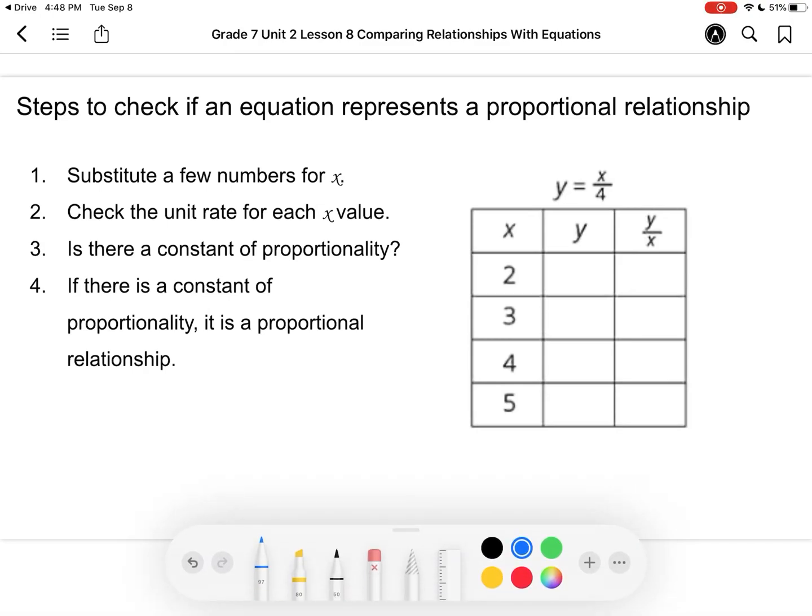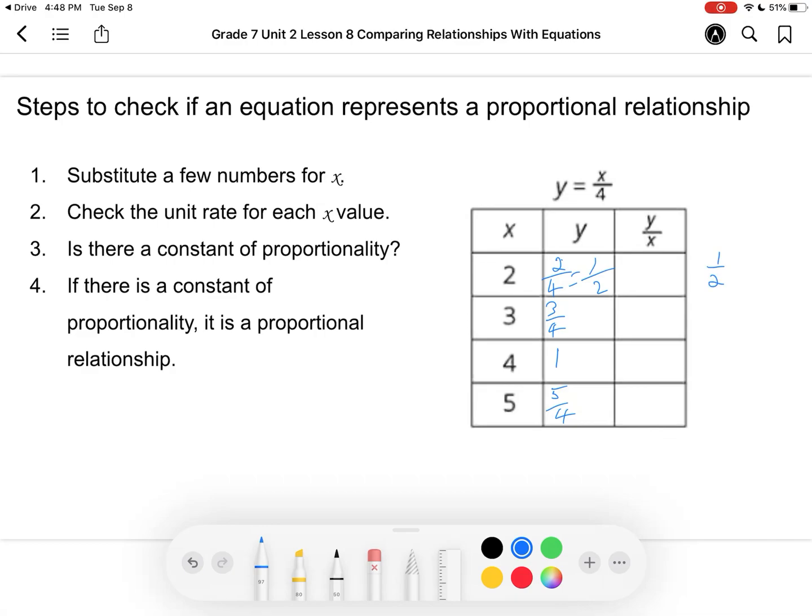Next, y equals x over 4. Let's put in some numbers here. y is equal to 2 over 4, which is 1/2. 3 over 4. 4 over 4 is 1, and 5 over 4.